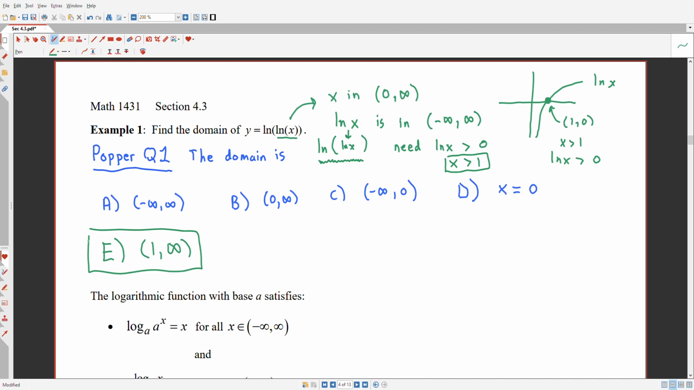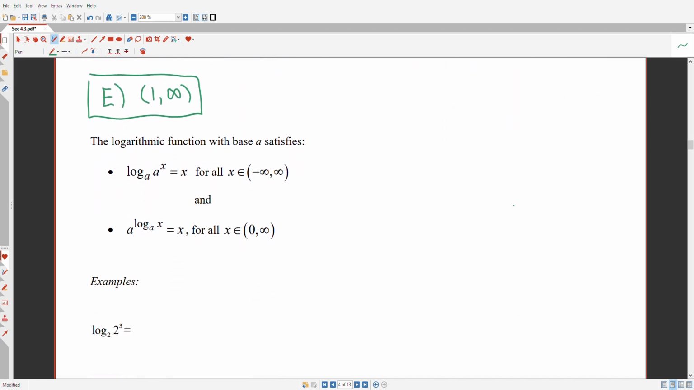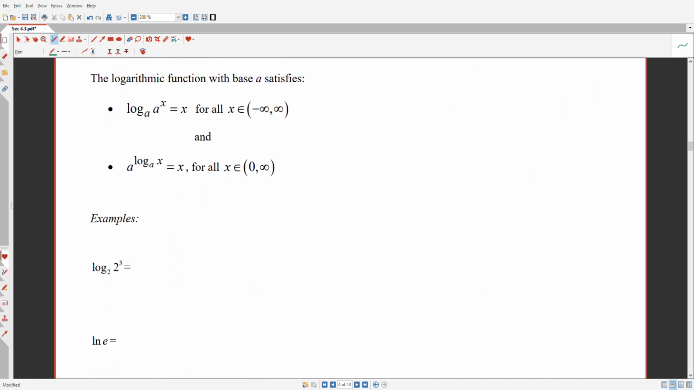Okay, so that example was sort of forcing us to think about the domain of a natural logarithm, or logarithms in general. These two properties were the ones I mentioned above, so these two are just saying that the function a to the x and the log base a of x are inverses.